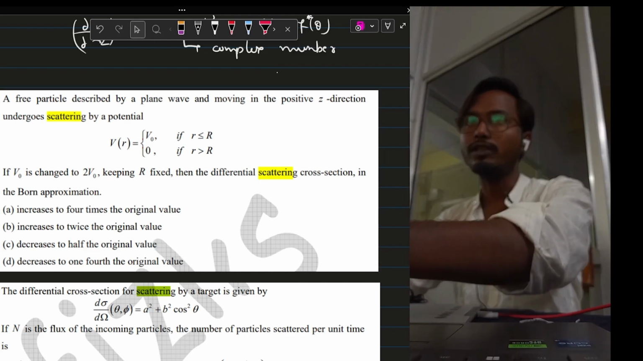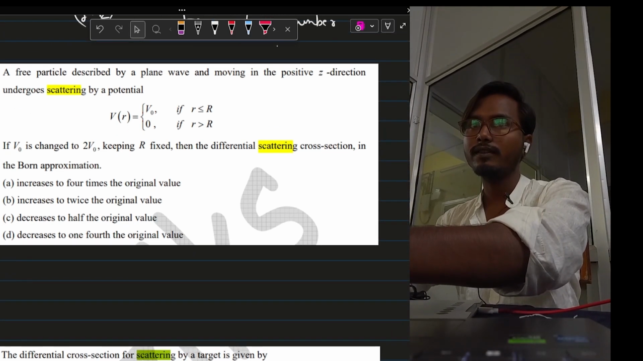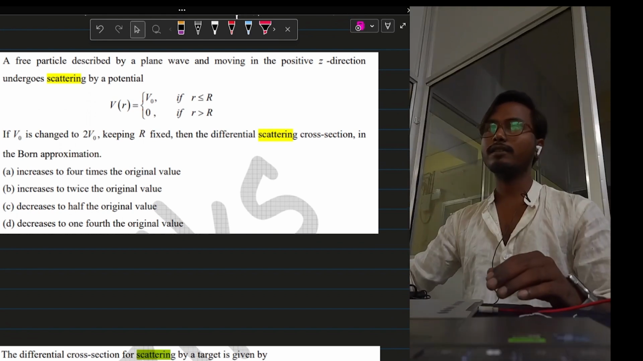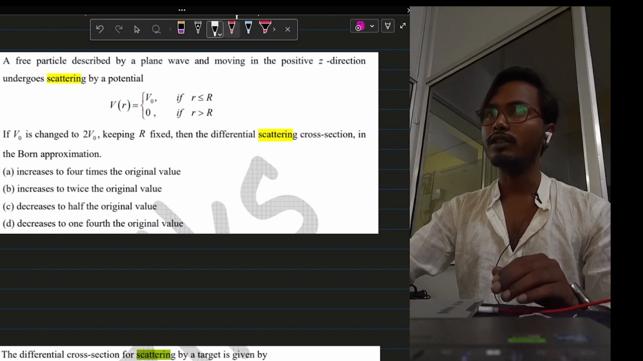Just let me put more space here. Let us look into this problem.